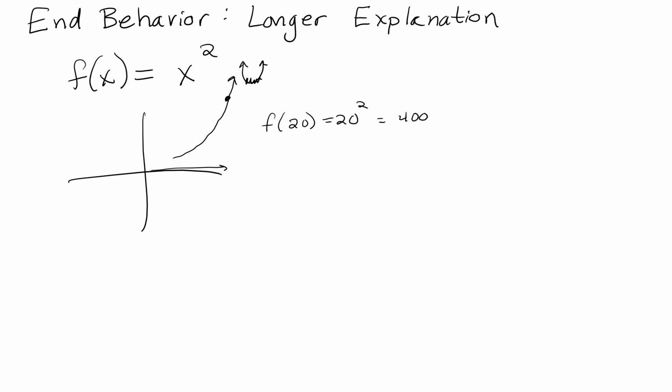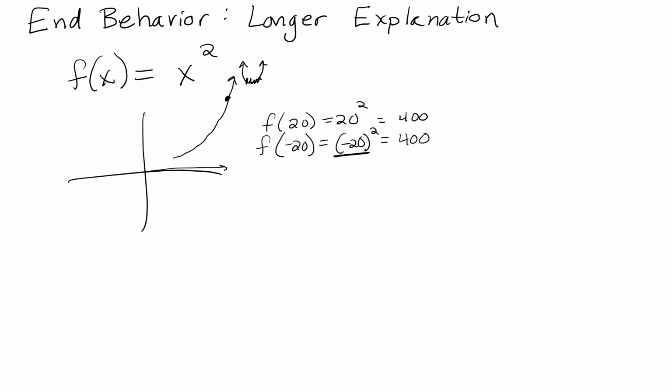And then let's see what happens if I plug in a really big negative number. So negative 20, I would have negative 20 squared. And again, being really careful here with these negative numbers. So this is why this works, because whatever I plug in, I have to put in parentheses. So this is going to end up being negative 20 times negative 20, which is 400.